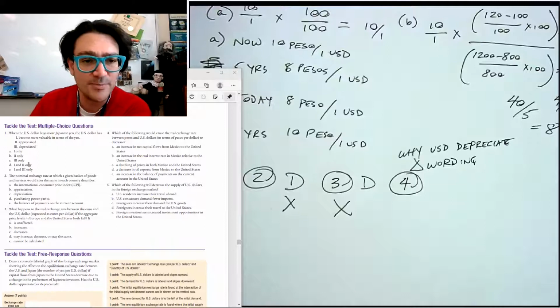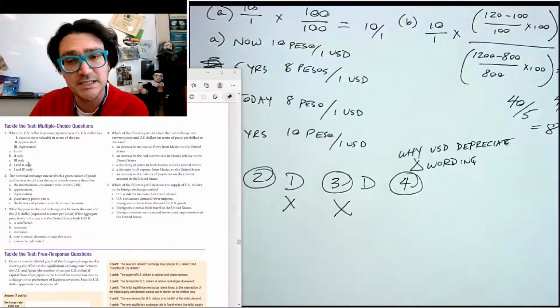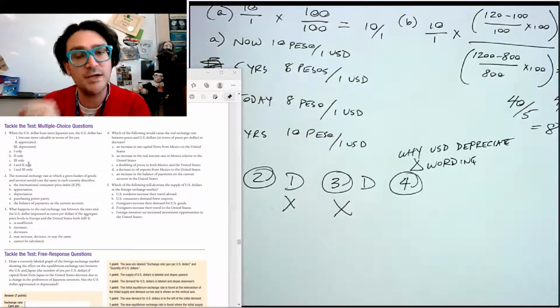A, an increase in capital flows from Mexico to the United States. Well, that would cause more people to want dollars because they want to buy US stocks, bonds, and real estate. So A is not correct.